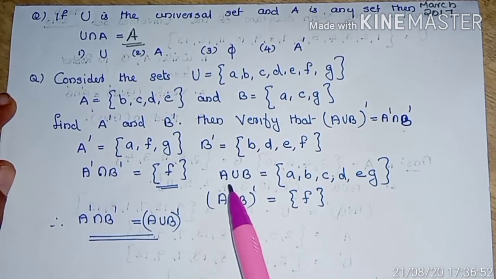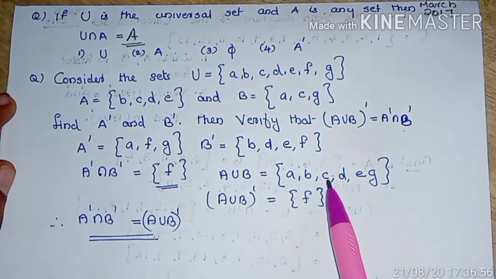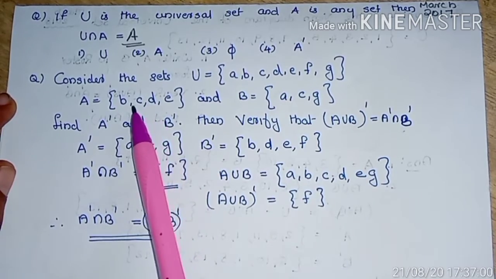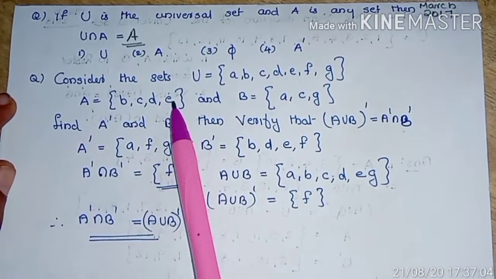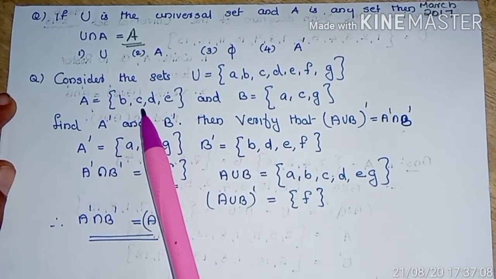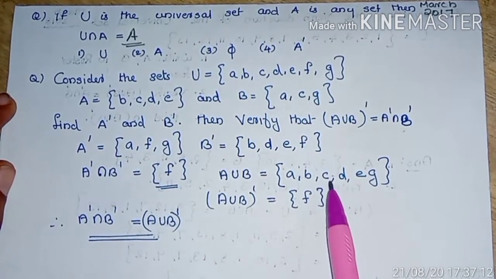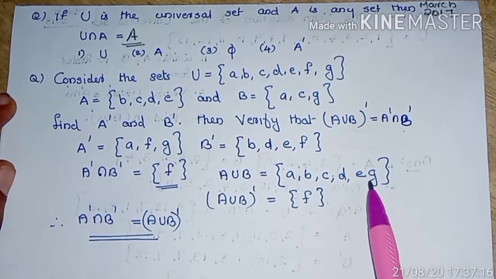Then find out A union B. A union B is equal to elements either in A or in B or in both. A, B, C, D, E, G. All the elements from A and the elements in B. And C is in both A and B. So we write C only one time. Then we get A ∪ B equal to set {A, B, C, D, E, G}.